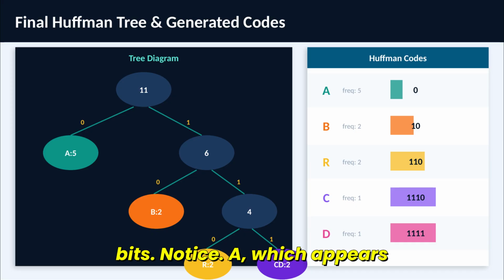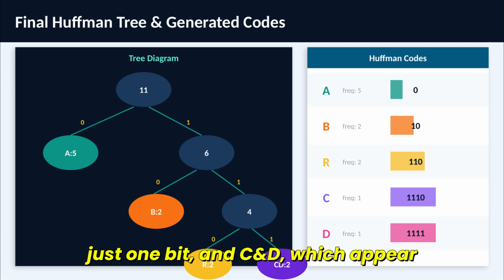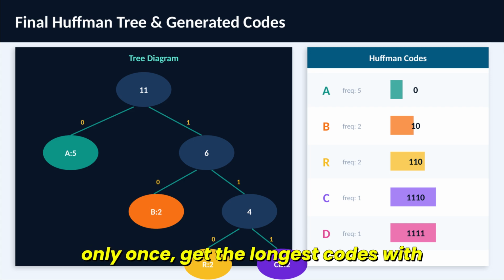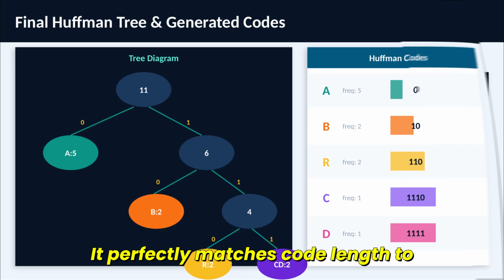Notice how A, which appears 5 times, gets the shortest code with just 1 bit. And C and D, which appear only once, get the longest codes with 4 bits. That's the genius of Huffman. It perfectly matches code length to character frequency.